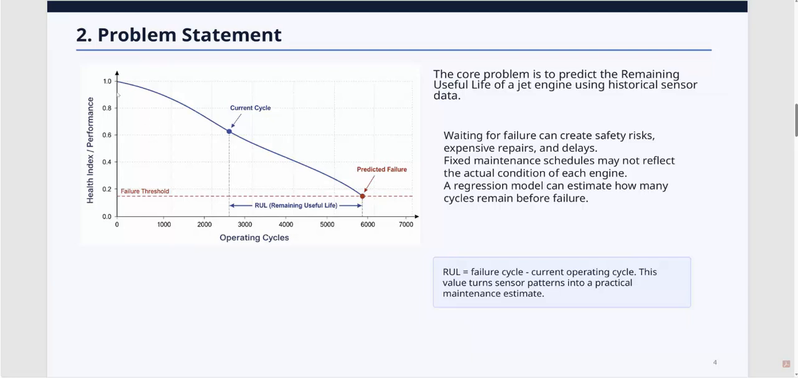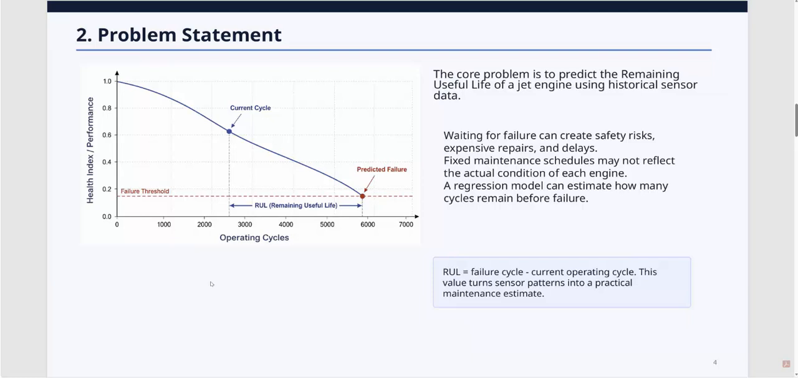At first, the engine works almost perfectly, but over time, its performance drops. The red line is the failure threshold, the level at which the engine is considered close to failure or unsafe to use. The blue dot shows the current engine cycle. The distance from the current cycle to the estimated failure point is called RUL, which is remaining useful life.